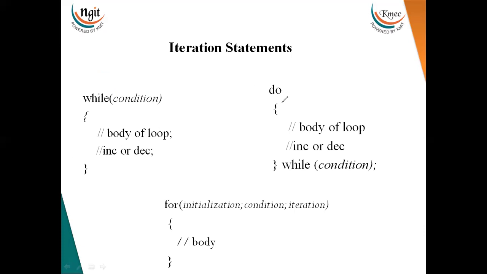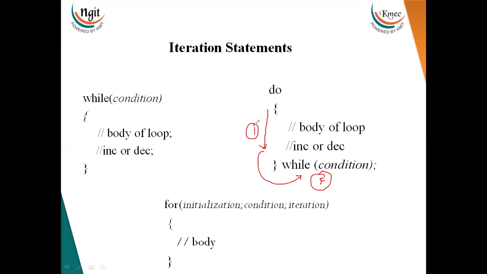Now, coming to the do while, what will happen? First, without checking the condition, we will execute the body, then we will check the condition. If the condition is true, then we will repeat the same procedure. We will execute the body and check the condition, right? Whereas here in do while, you executed the body and you are checking the condition. If the condition is false, then we won't repeat and we won't execute the body again. But even now, what happened? Even though the condition is false, the body already gets executed at least once.